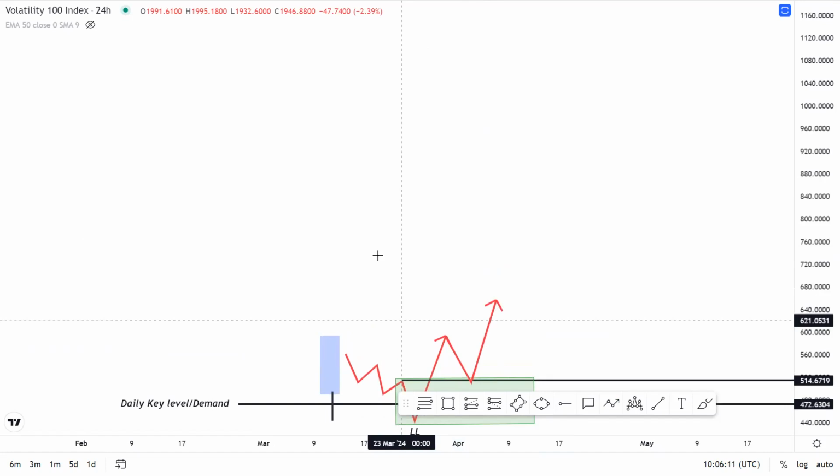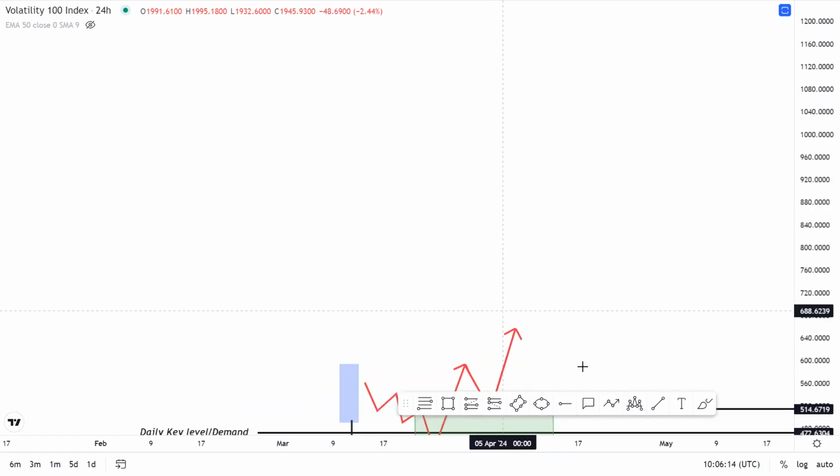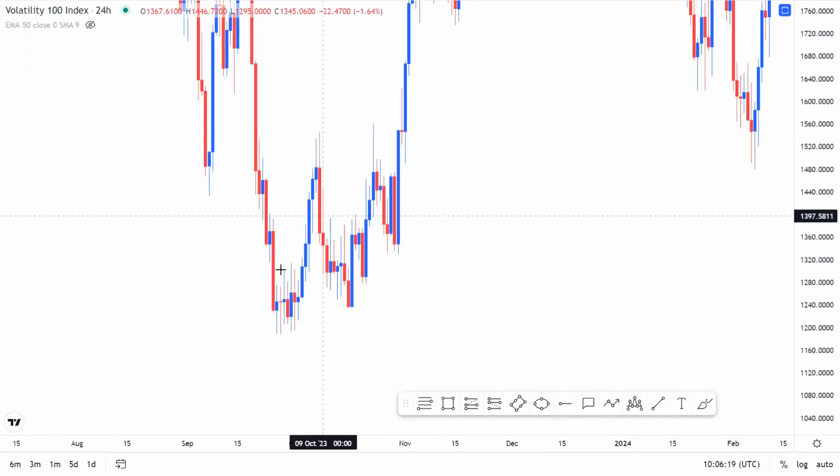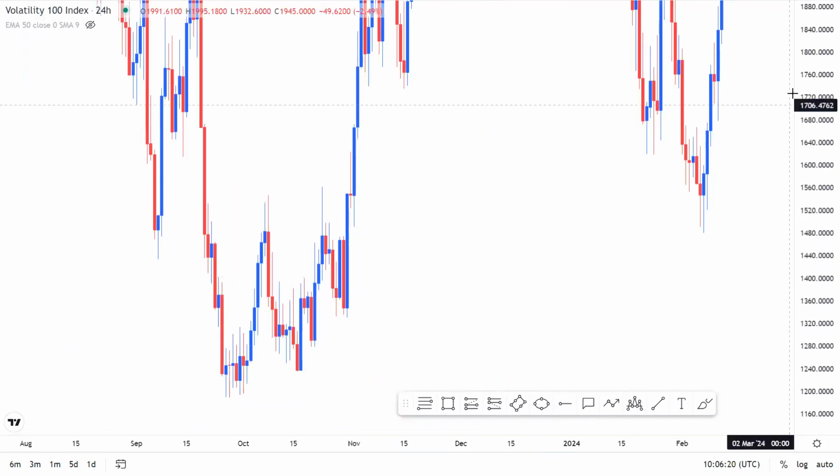Now, very quickly, looking at a typical chart example of this on Volatility 100 index.